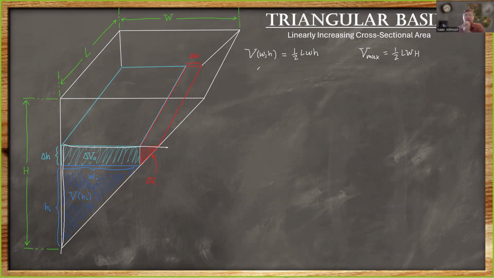Is this system multivariate? Yes. Is there a way to make it single variate? Yes, if we do width in terms of height, or vice versa. So maybe we could find width as a function of height. What would that be?